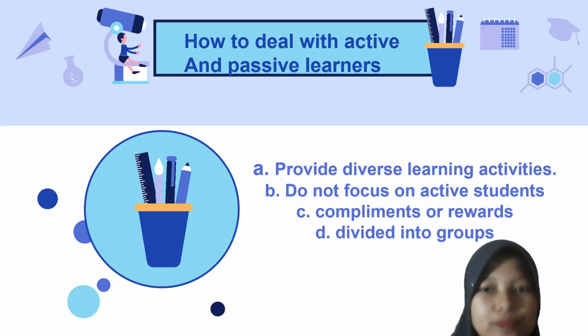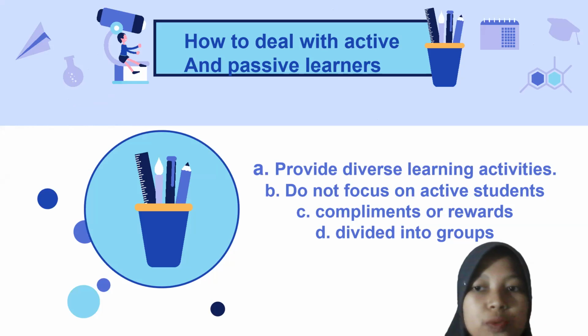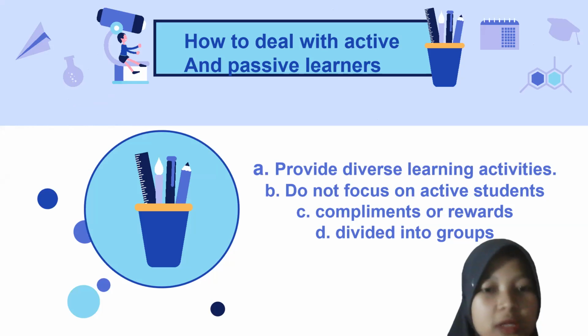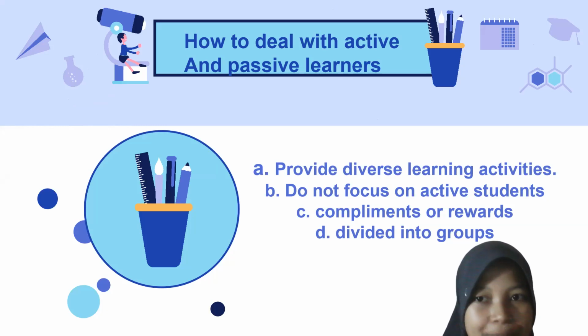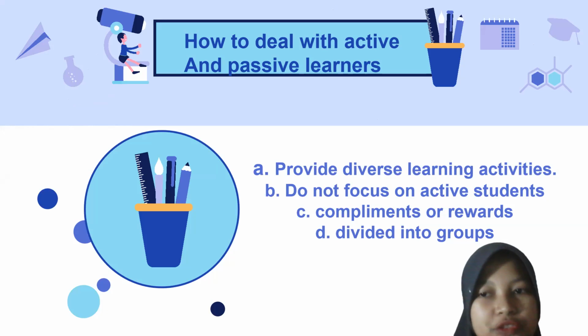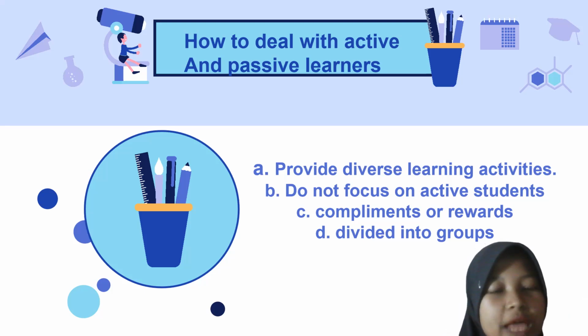When teaching in the classroom, teachers will find a variety of different characteristics of students. You'll find students who quickly understand the material, or fast learners, students who are passive in the classroom, or students who often make problems in class, or troublemakers. Surely it has an influence on the way teachers communicate learning material when teaching. For that, as prospective teachers, we need to know how to cope with different types of students. And the first one is about how to deal with active and passive learners.